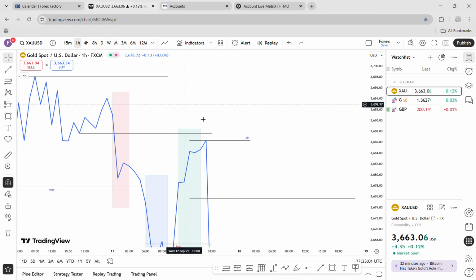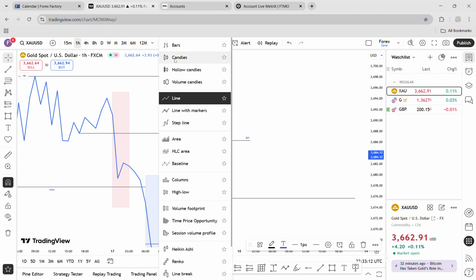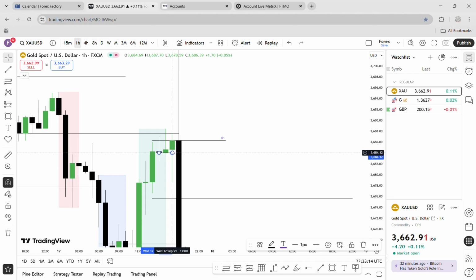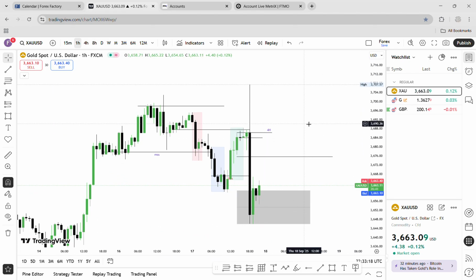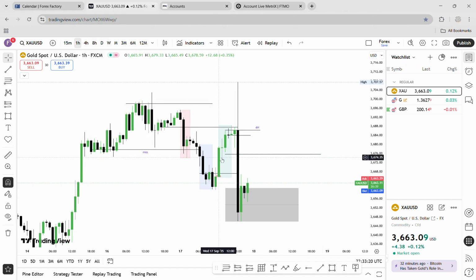Let's just look at the line chart. You see, there was a low, a high that hit the line, then a shift in market structure, which means this could have been the shift in market structure. But of course, because of the FOMC, everything went sideways. That's why you don't trade on news most of the time, except you already know what the market is doing.